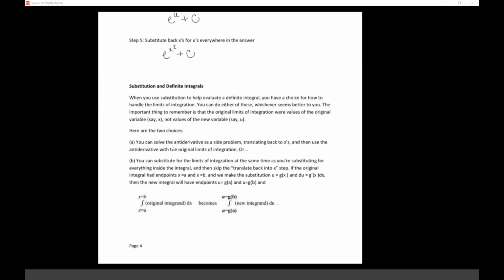Now, that said, lots of people find that confusing. So the other alternative, step A, is you can solve the antiderivative as a side problem, translate everything back to x's like we did, and then use your original limits of integration. So the A method is just like what we did for antidifferentiation. There's no difference. There's just the additional step of evaluating your antiderivative at the upper bound minus lower bound.